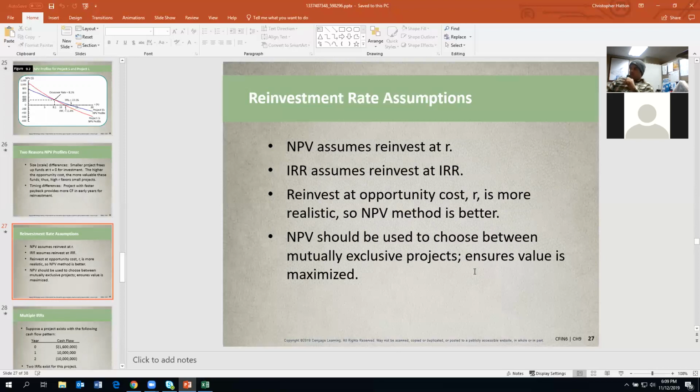Now, getting into the nitty gritty, which we'll have an example of later, you'll see why net present value is the best bet. So net present value should be used to choose between mutually exclusive projects, because it ensures value is maximized. And that's just saying we want to go with the one that gives us the most money in the end.